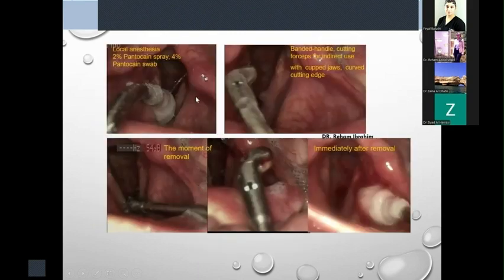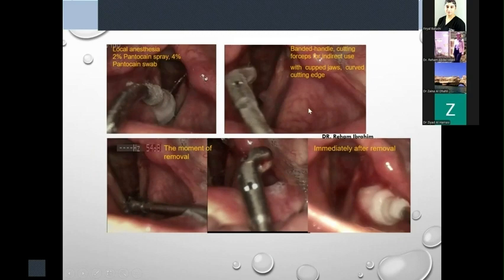As I already pointed out, we start with proper laryngeal anesthesia. This is an important step actually in whatever office-based procedure you're doing. First, by spraying 2% lidocaine or pontocaine spray, whatever you have, and then 4% pontocaine or lidocaine spray, like a swab, and palpating, of course, the vocal fold that you are going to excise the polyp or the lesion from. And this is the point of removal.